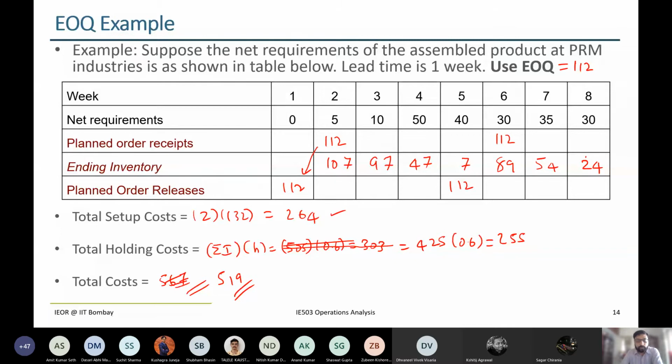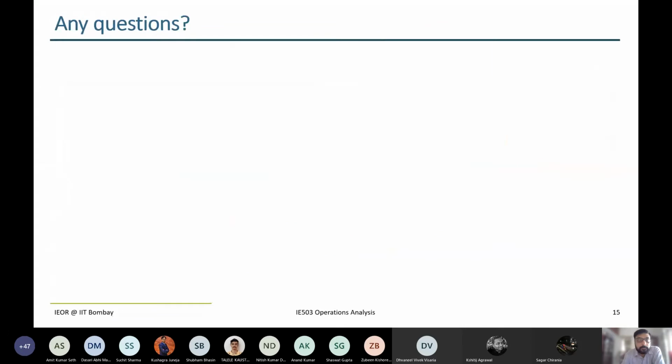In practice, we don't do MRP just once and then forget it. In fact, we keep on doing it every few periods and keep revising even our old plans, etc. So we will discuss it later. Any other questions? And thanks for the catch.